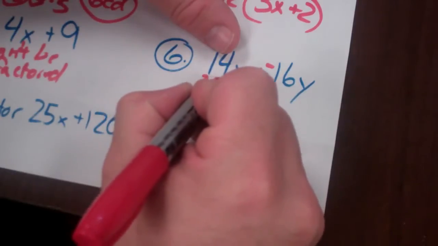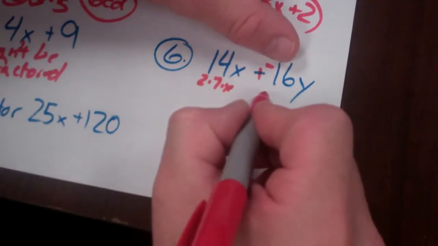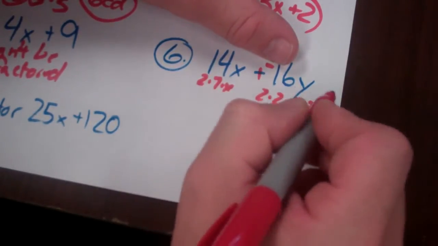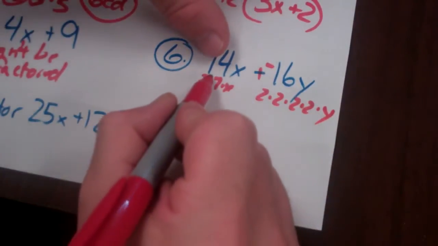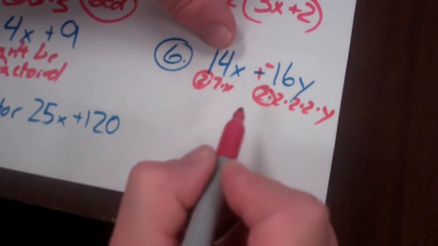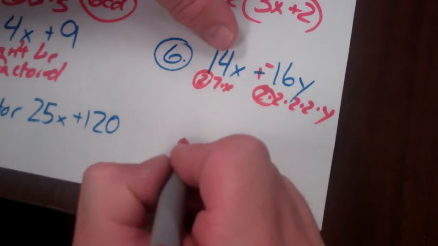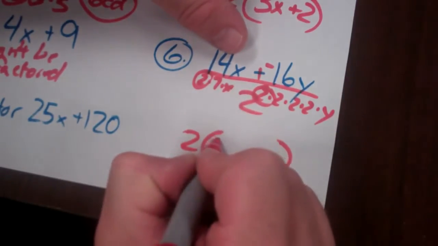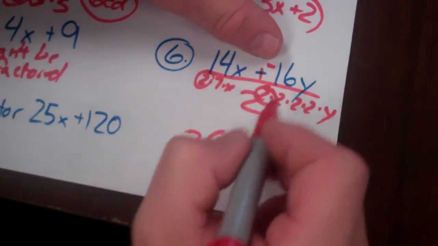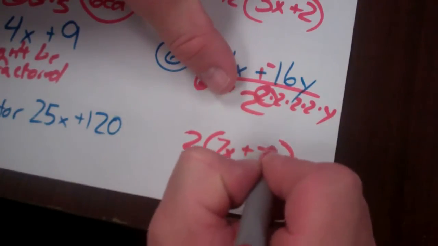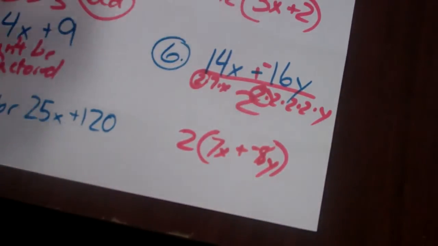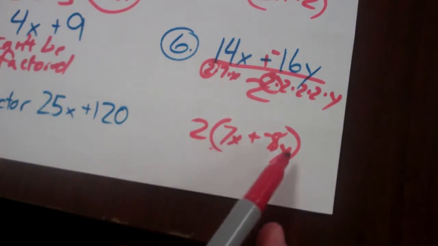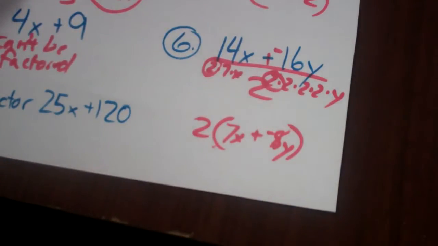I could write this as 2 times 7 times x. I could write this as 2 times 2 times 2 times 2 times y. What do they have in common? They really only have a 2 in common, don't they? So let me pull that down here. When I divide this entire thing by 2, I would get 7x over here, and I would get plus negative 8y. I've got it factored. I've taken out a 2, and I've put them back in jail with nothing in common. 7x, negative 8y.